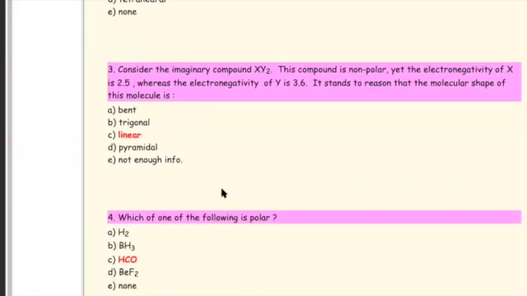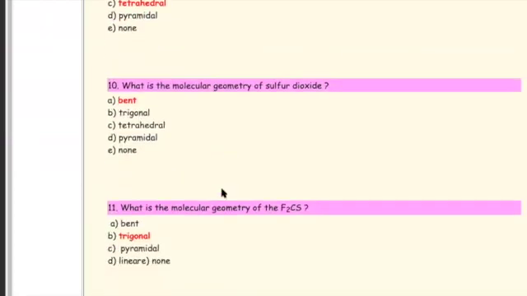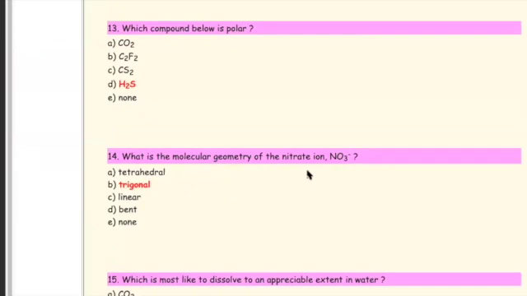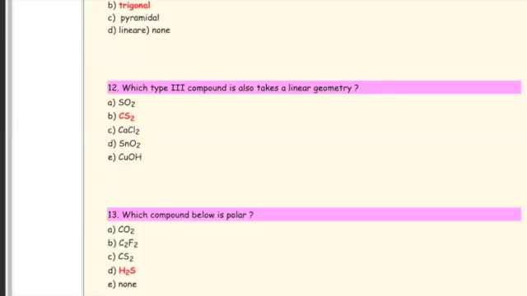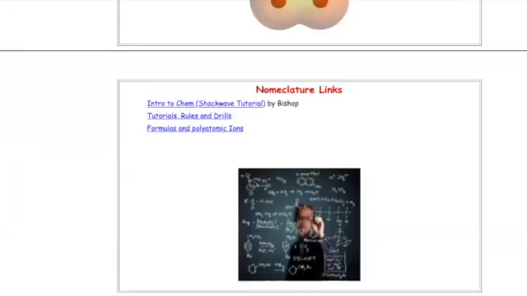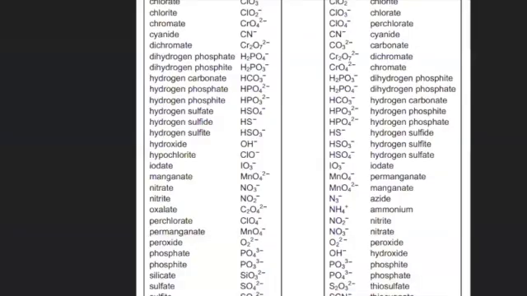So these will give you a bunch of practice on the type of questions that we just covered. Also know your ions. If you look at this right here, go to this right here. Because if you click on that, here are all your polyatomic ions.